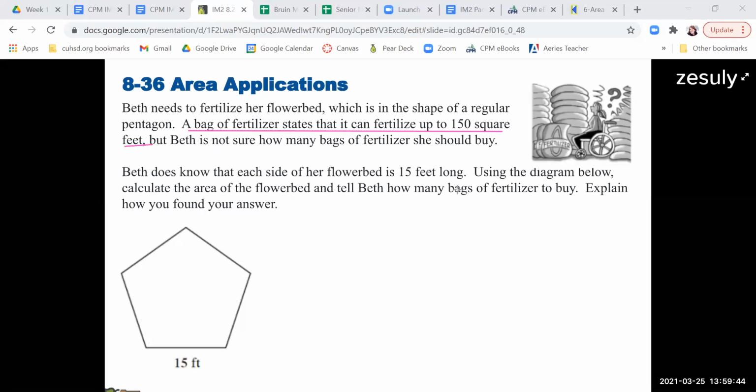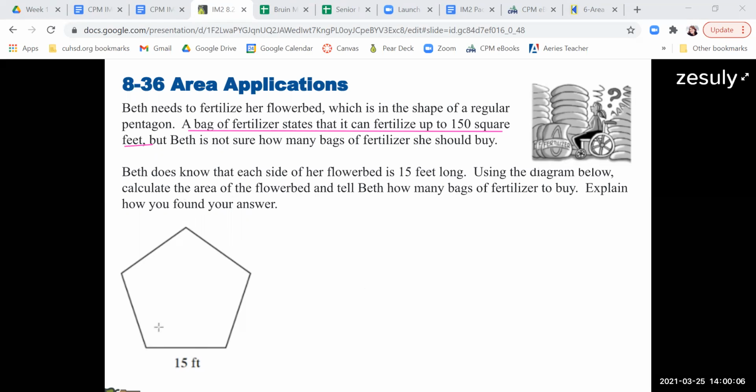She's not sure how many bags of fertilizer she should buy. She knows that each side of her flower bed is 15 feet long. You can see in the diagram, the edge is 15 feet long. Using the diagram, calculate the area of the flower bed and tell Beth how many bags of fertilizer to buy. Explain how you found your answer.